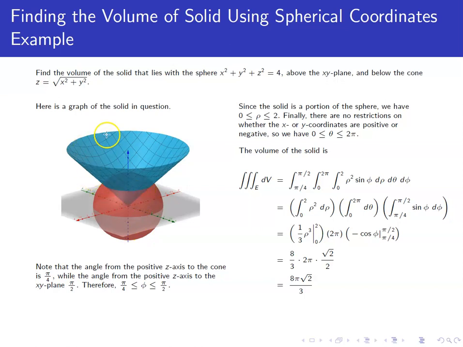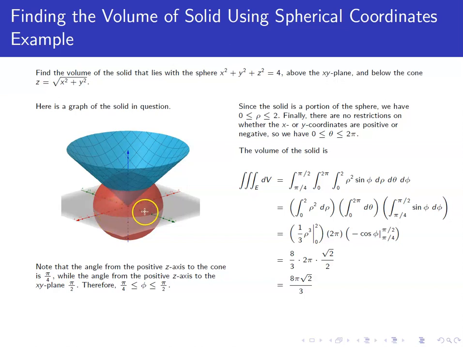All right, this cone, we can check that the angle that the cone makes, if you think about any line going straight down the cone towards the origin, the angle that makes with the positive z-axis is pi over 4, and then the angle that the xy plane makes with the positive z-axis is pi over 2. So to be inside this piece of the sphere, our phi has to run from pi over 4 to pi over 2.